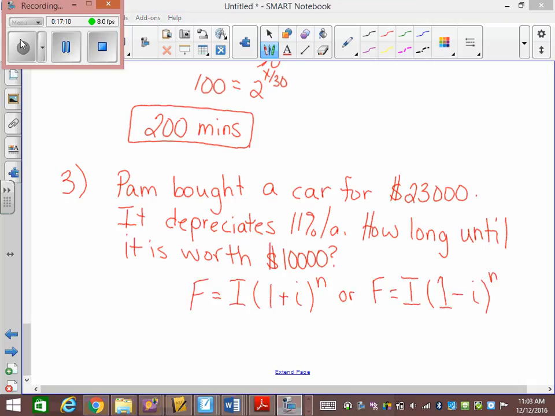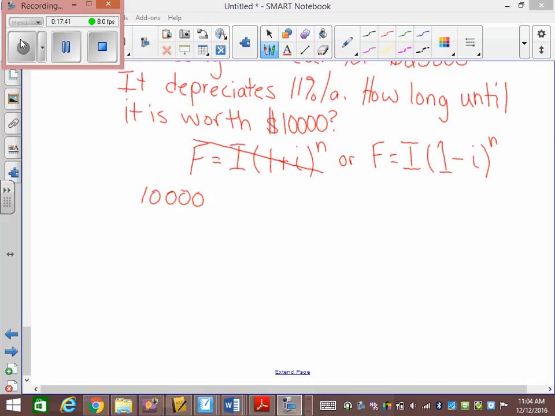When it's just increasing, these are the two formulas we have for this, because it doesn't have the word compounded in it, right? So we're either going to do 1 plus the interest to the n or 1 minus the interest to the n. In this case, because it's depreciating, we're using the 1 minus. So final, 10,000. And your final should be smaller if it's depreciating.